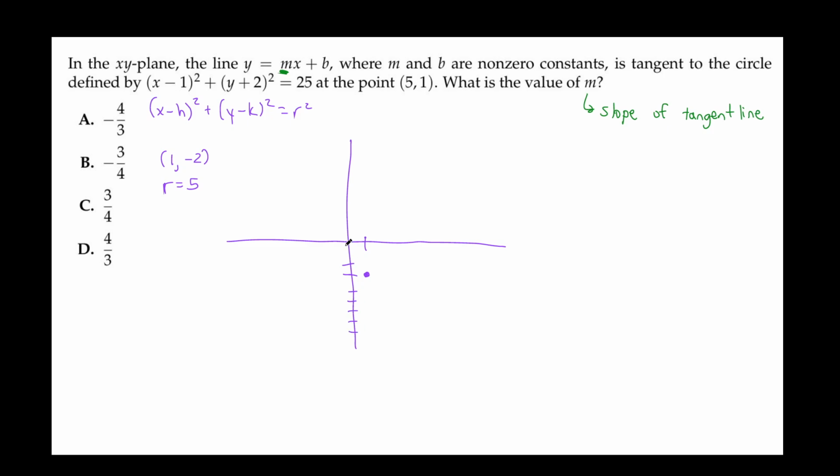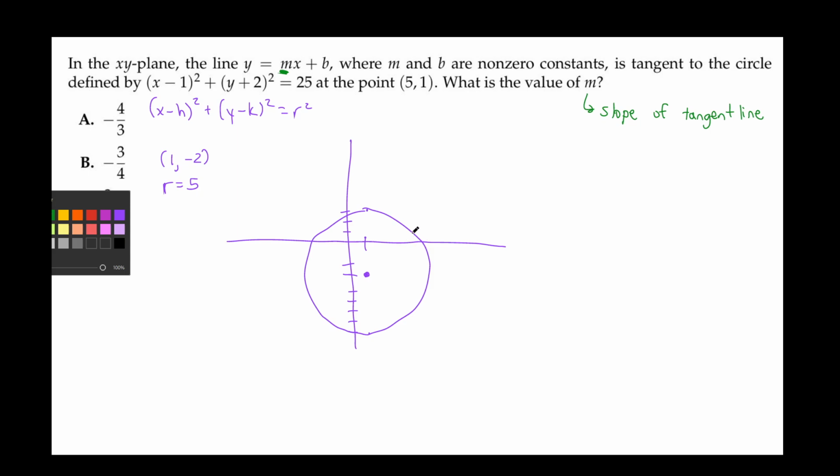So it seems like the center of the circle is something like this. Then it goes 5 in each direction. So it looks something maybe like this, just to give a rough sketch of what's going on. I don't need to be perfect here, but I do want to know that at the point (5, 1), which I will estimate as being about this, there seems to be some tangent line that hits this.